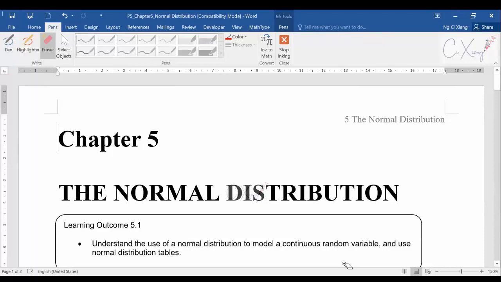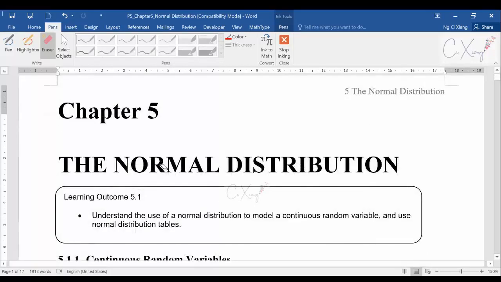Right, so students, the last chapter for our AS statistics is the normal distribution. For SPM students, you may have learned it before, just that now for A level, you need to know how to use another new set of the distribution table. I will explain the difference between the SPM table and the A level table that we are using now later.